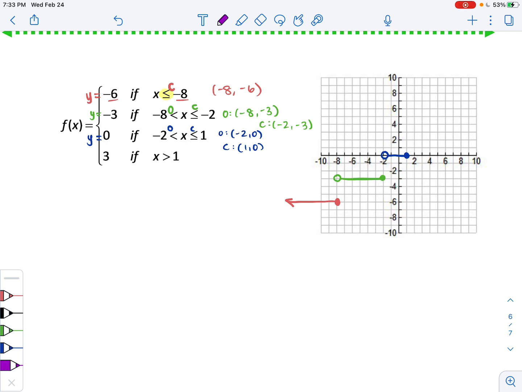The last line now is y equals 3 if x is greater than 1. Notice it's simply greater, so this is open. My open point is at 1, 3. And after 1, 3, it's for all x's greater than 1. So it never stops. It continues to increase along this horizontal line.